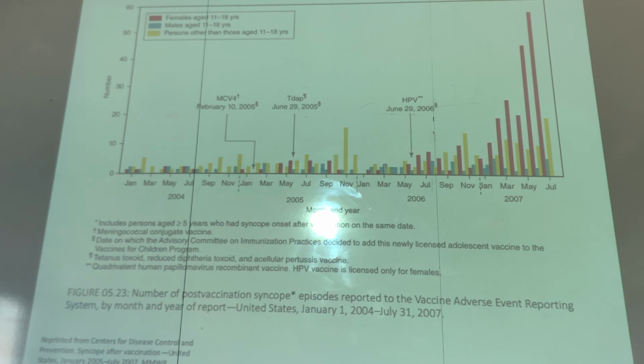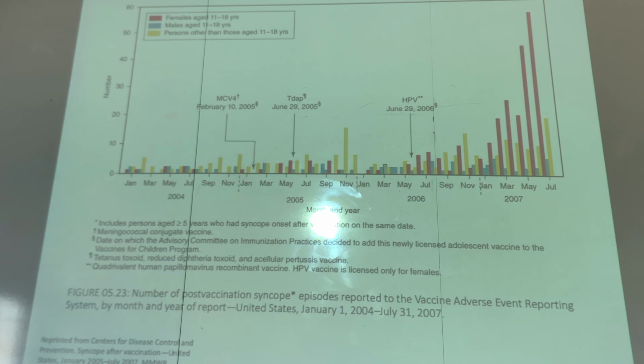In 2005, the meningococcal conjugate vaccine was licensed on February 10th, 2005, and in June 2005 was the date on which the Advisory Committee on Immunization Practices decided to add this newly licensed vaccine to the vaccines for children program. And then the HPV quadrivalent human papilloma recombinant vaccine was licensed only for females. So here you can show clustering of cases that are related to a certain type of event, basically a type of vaccine. What is the aim of the picture?